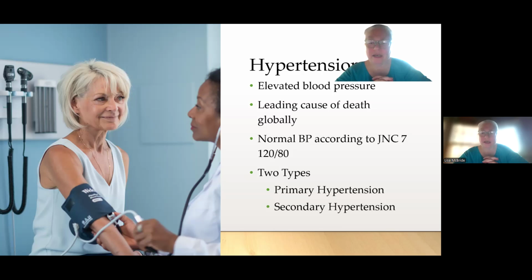What is the difference there? Primary, again, the majority of all cases are primary. Secondary happens when there's another medical diagnosis involved. That would be like kidney disease, kidney problems, diseases of the adrenal cortex, which sit on top of the kidneys. That cortisol, when it secretes, if it's too high of a level, it can mess up our blood pressures.